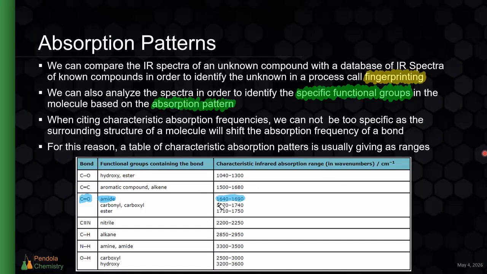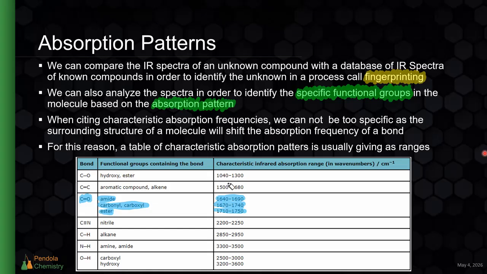So we'll see in that range a very big dip. Carbonyl and carboxyl, carbon double bond oxygen, so ketones, aldehydes, and carboxylic acids are going to dip between 1670 and 1740. And esters are going to dip, or the carbon double bond in an ester is going to dip, between 1710 and 1750.